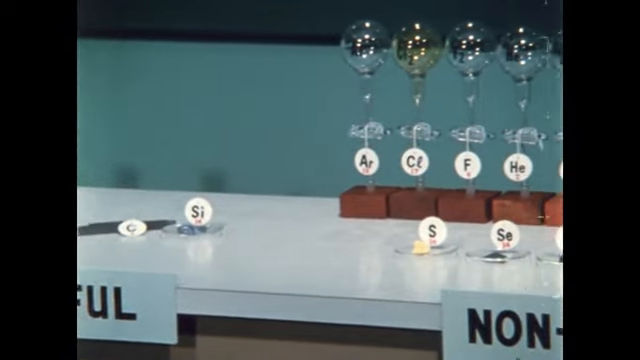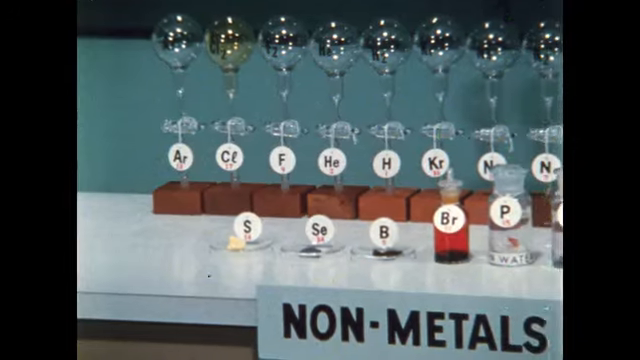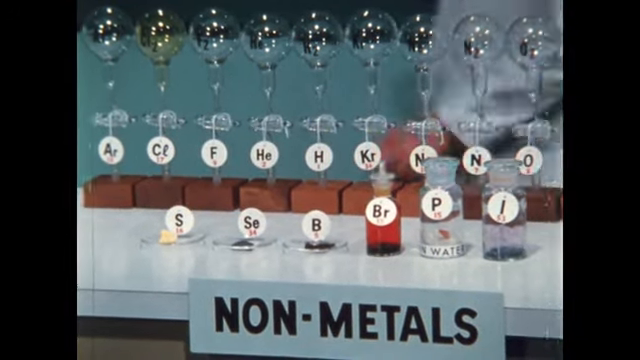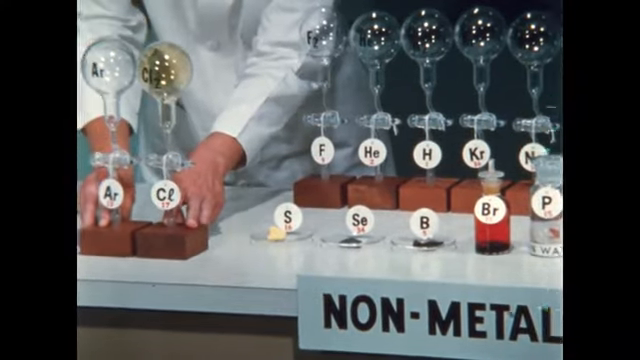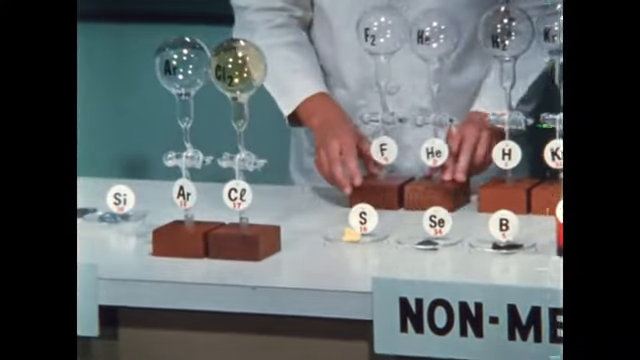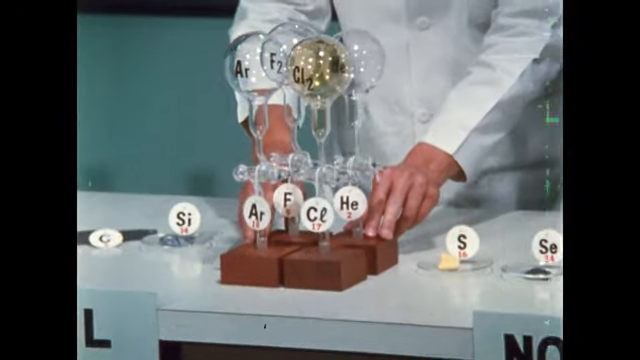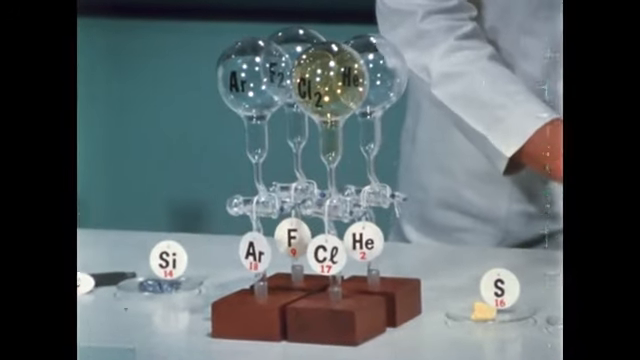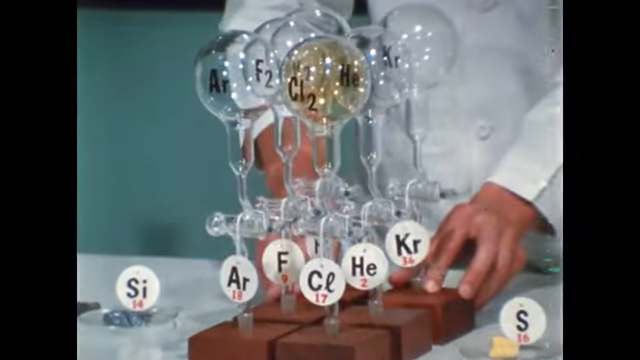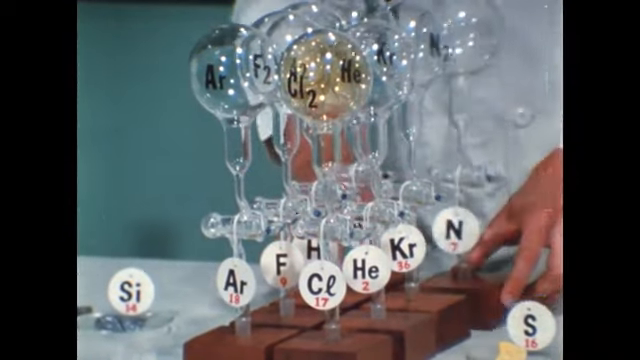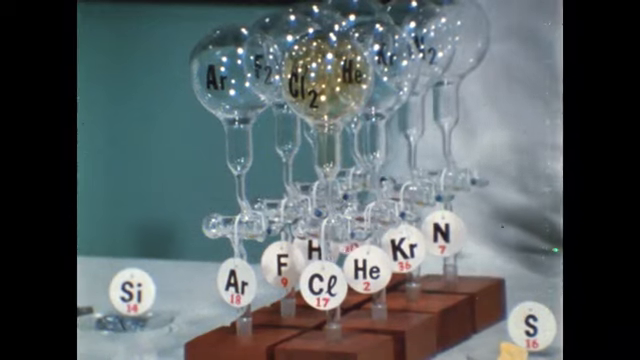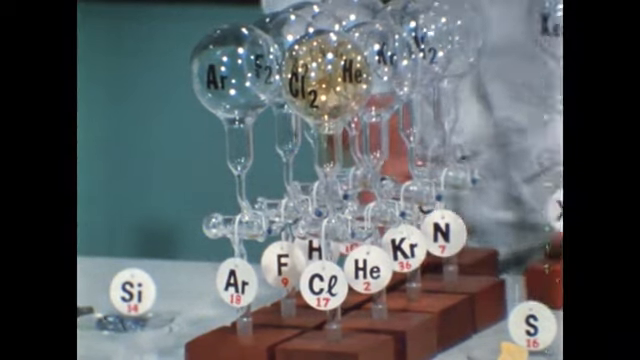Some 16 elements are nonmetallic. Let's study this smaller group first. We sort out the elements which are gases at room temperature. The atomic numbers shown in red indicate the number of electrons held by the individual neutral atoms. The gases are argon, chlorine, fluorine, helium, hydrogen, krypton, neon, nitrogen, oxygen, and xenon.